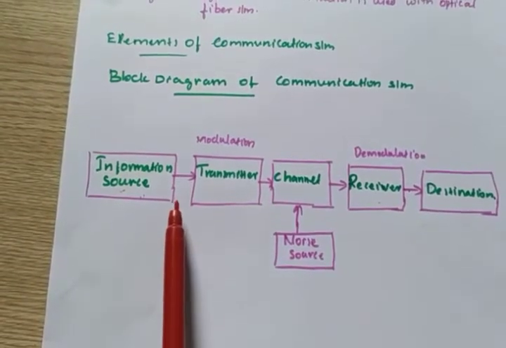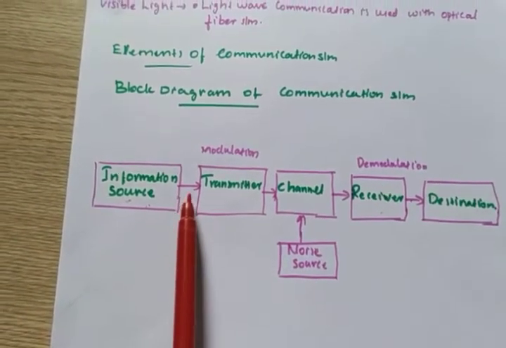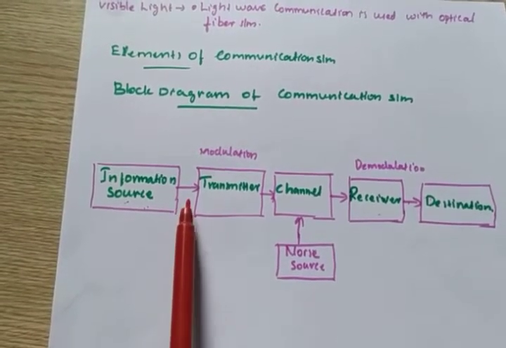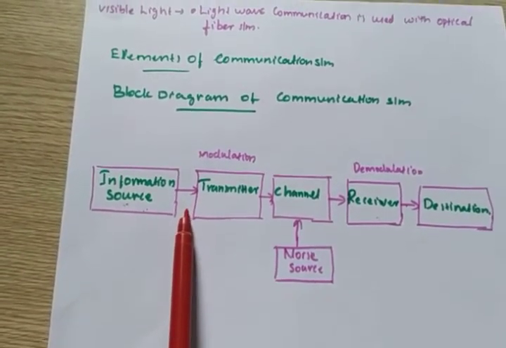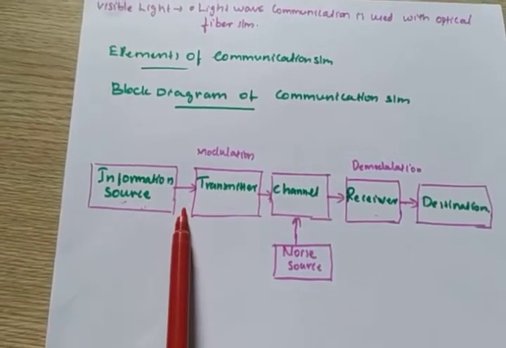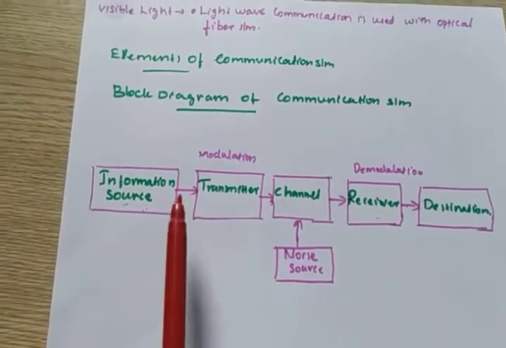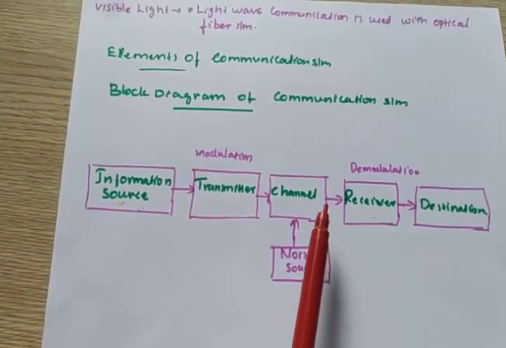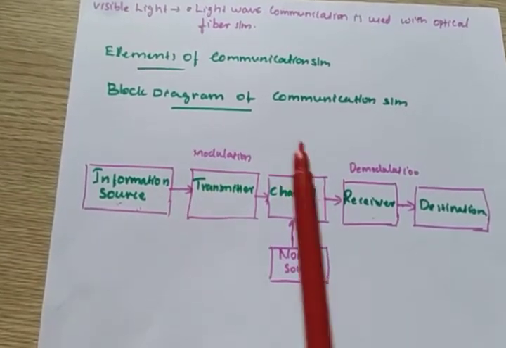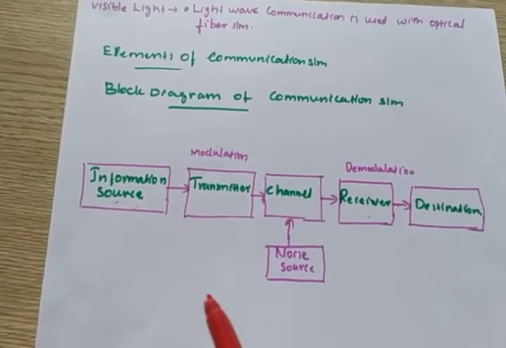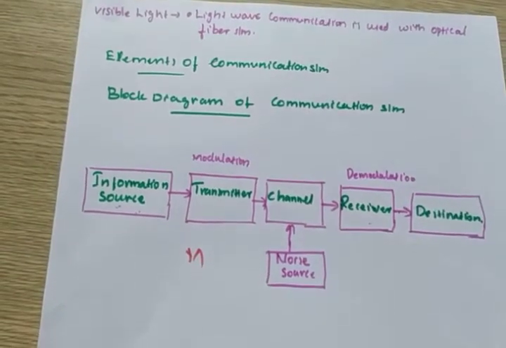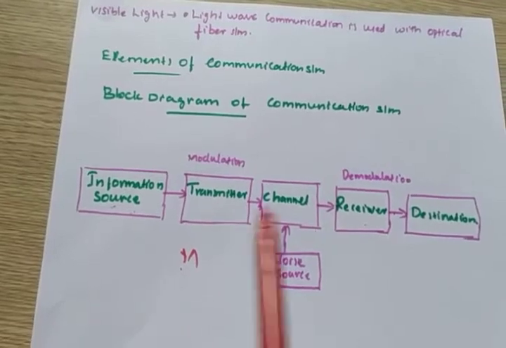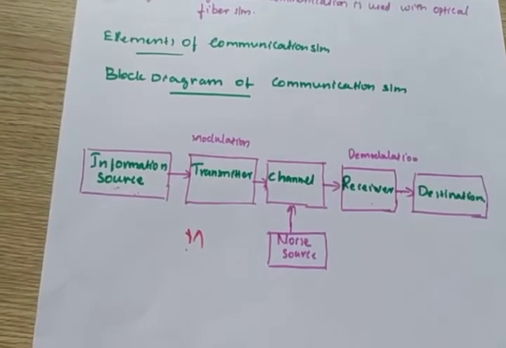So first the electrical signal reaches here. It is a low frequency, low energy signal. We need to transmit this signal over a far distance. So this low frequency signal should be converted into a high frequency signal. For that we need a modulator. This modulator converts the low frequency signal into high frequency through the modulation process.